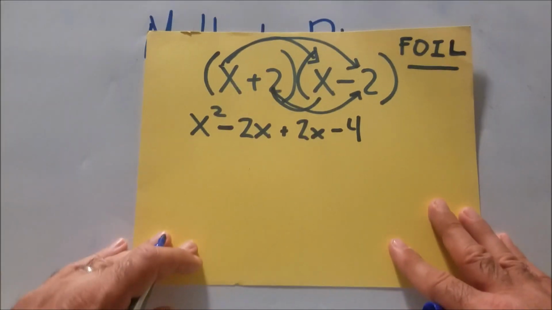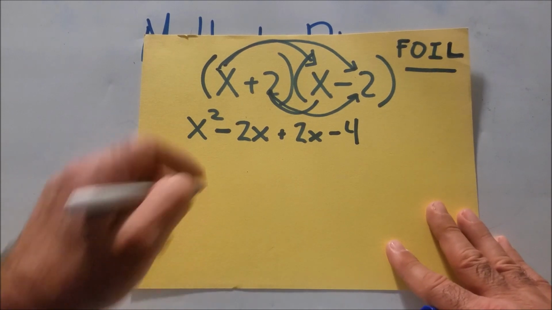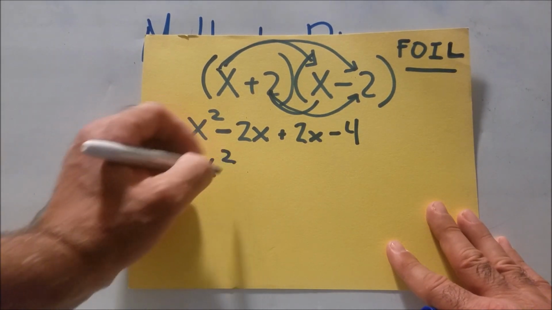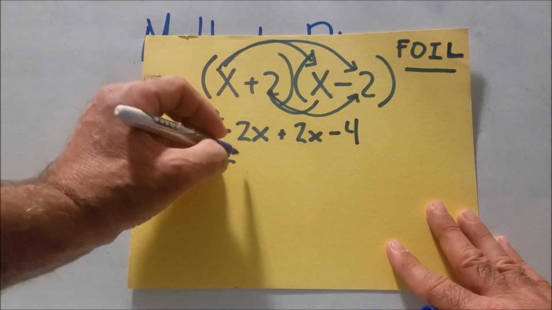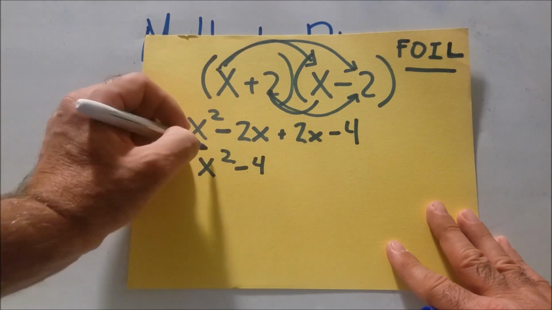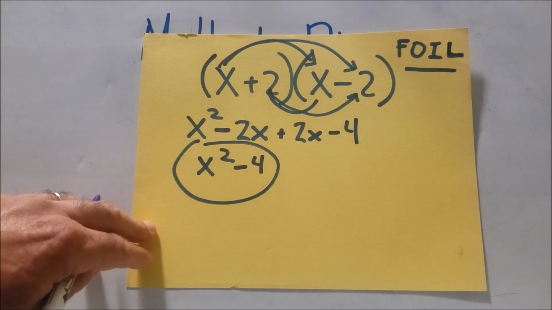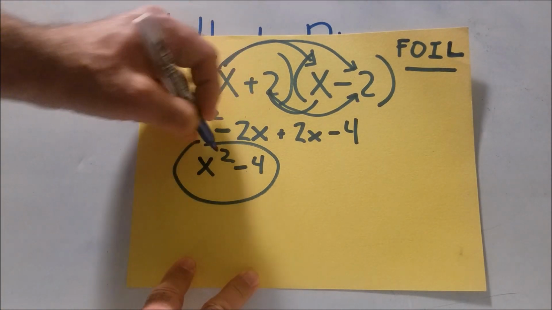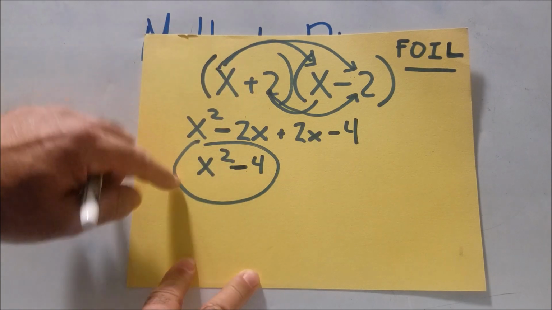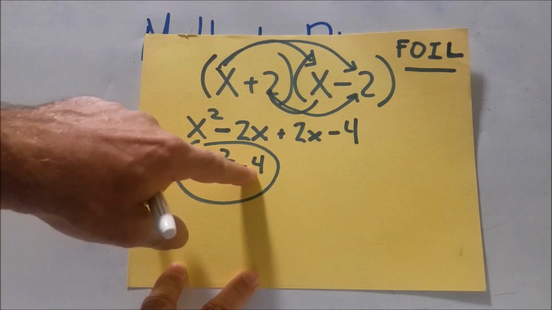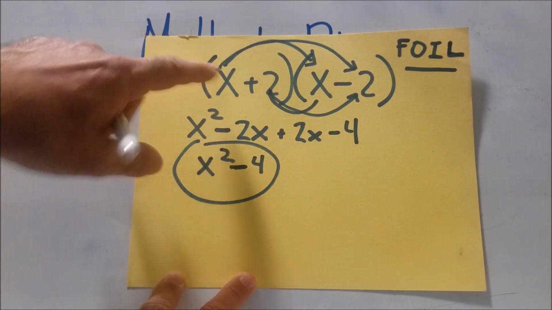So we're almost done. Now we just have to combine like terms. So we're going to have x squared, and the minus 2x plus 2x will cancel, and that's what you'll be left with, x squared minus 4. And this is called the difference, by the way, of two squares, because the square root of x squared is x, and the square root of 4 is 2. And we'll talk about that later.